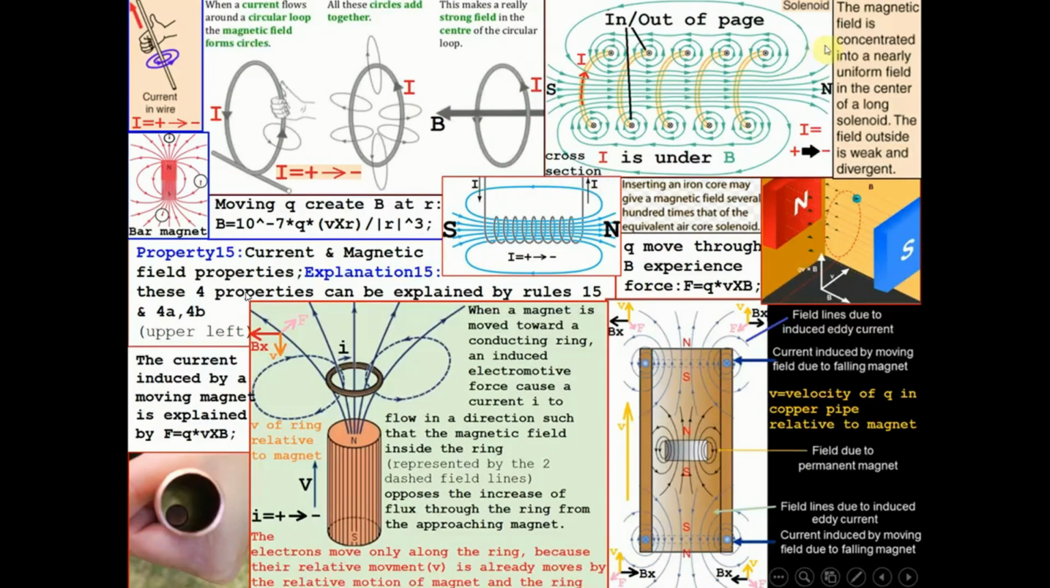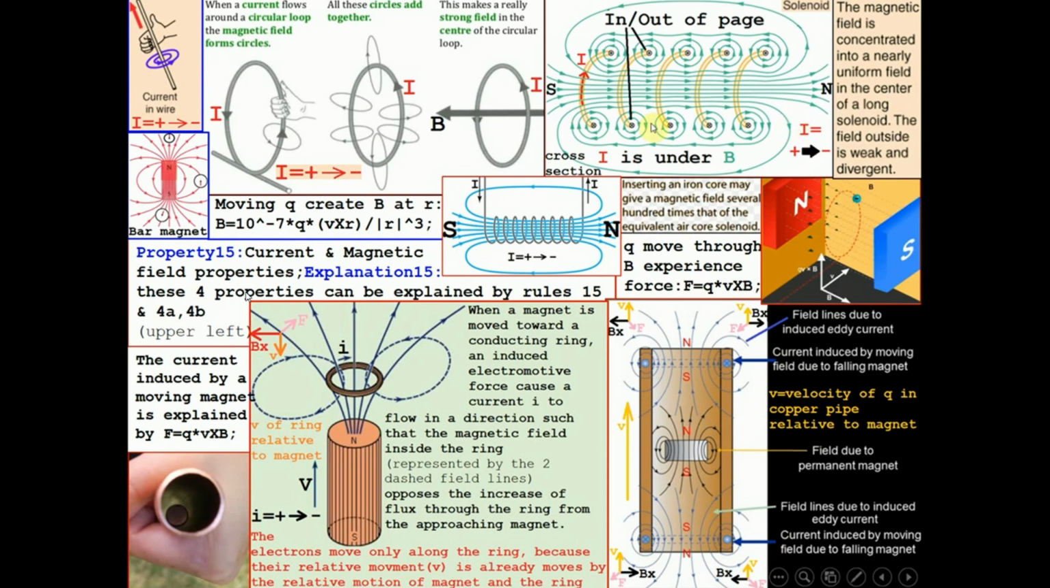We can see that the magnetic field is concentrated into a nearly uniform field in the center of the solenoid, and the magnetic field outside is very weak. Inserting an iron core will increase the magnetic field strength hundreds of times.